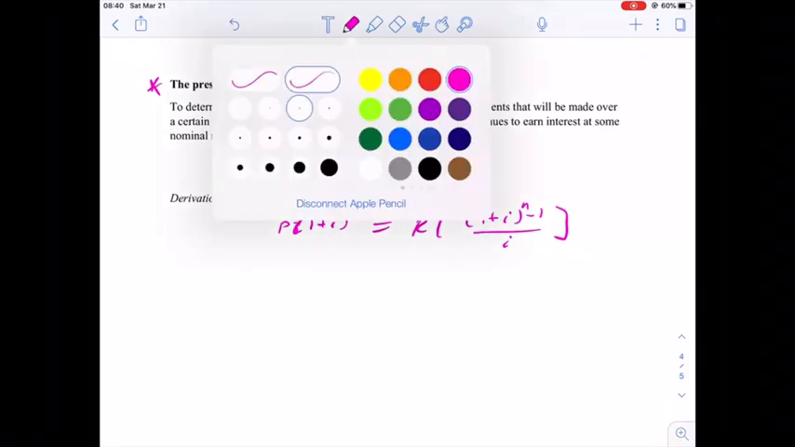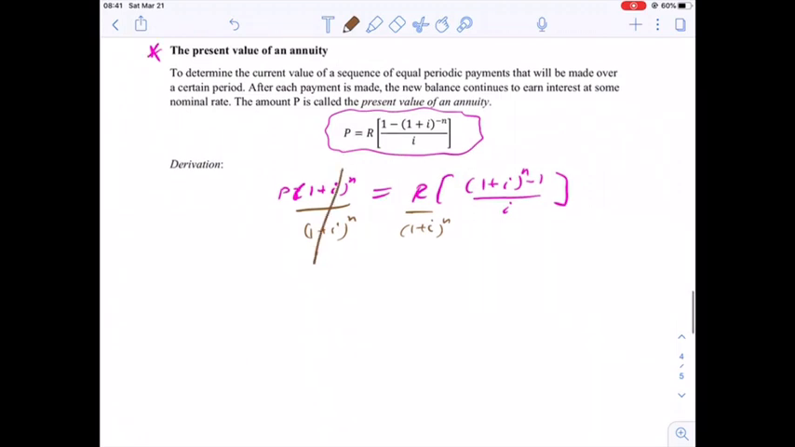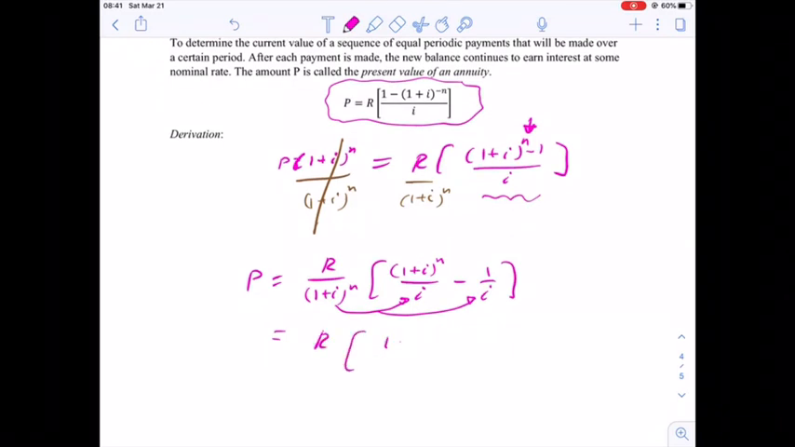In order to solve for P, we need to divide both sides by (1 + I) raised to power n. So we divide both sides by this. We get P equals R over (1 + I)^n times... let's split this into two fractions: ((1 + I)^n over I) minus (1 over I). And then just to simplify the result, we multiply this denominator by the other two denominators here. So we have R times (1 + I)^n over, when we multiply the first by the first denominator, we get (1 + I)^n times I minus 1 over, now we multiply the second denominator by (1 + I)^n, all times I.